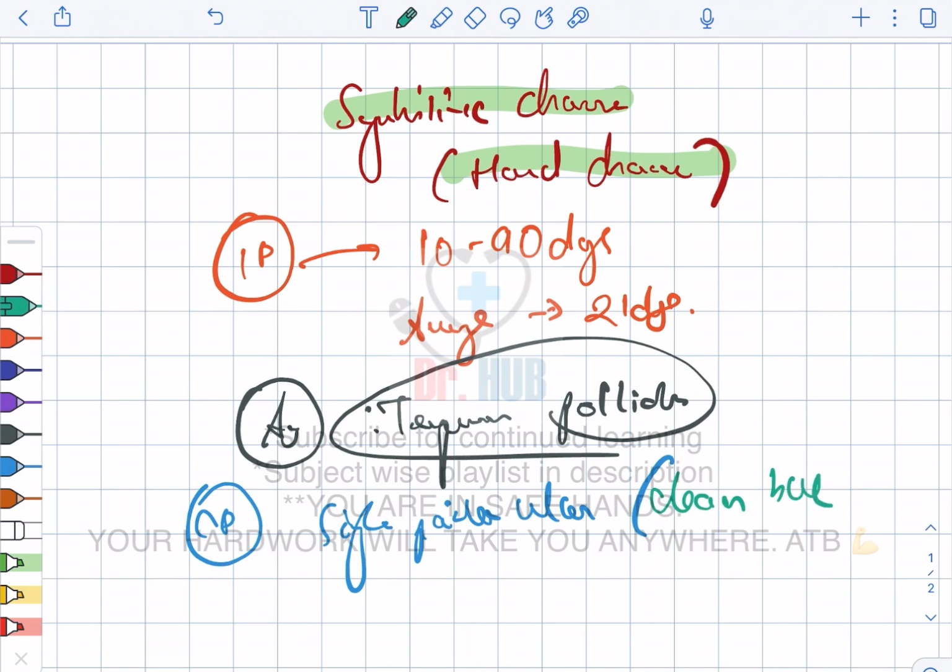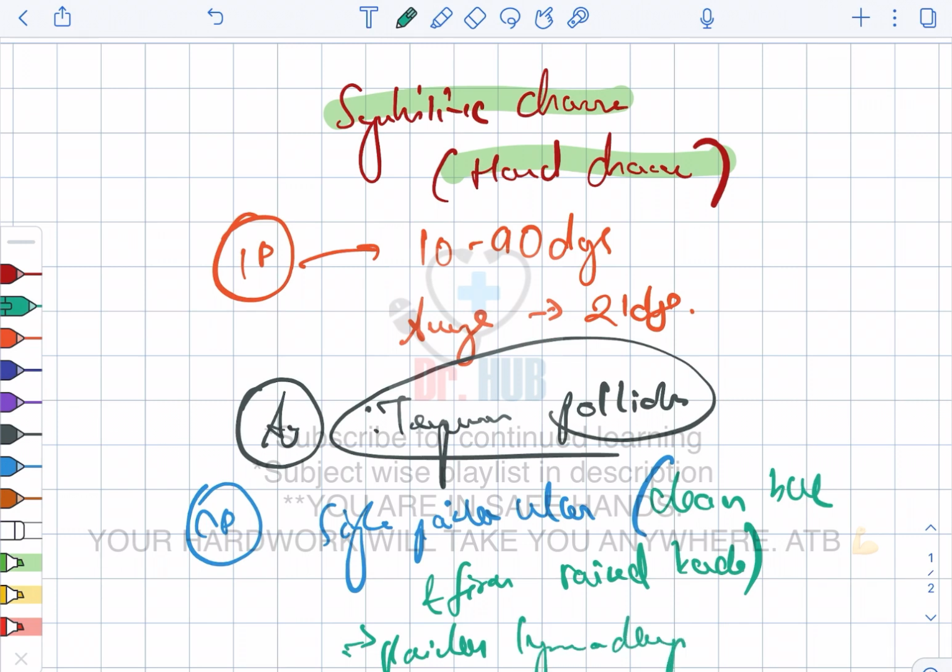Then looking at the clinical presentation, it includes a single, painless ulcer. It has a clean base and firm raised border. Next, it also has a painless lymphadenopathy.